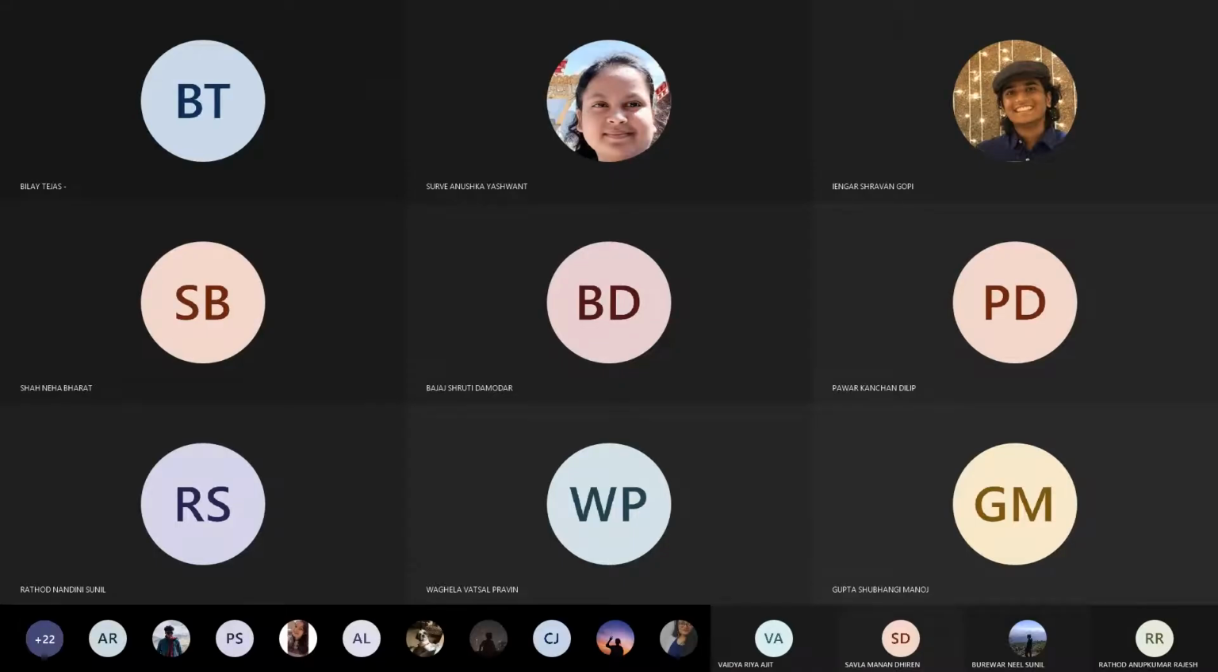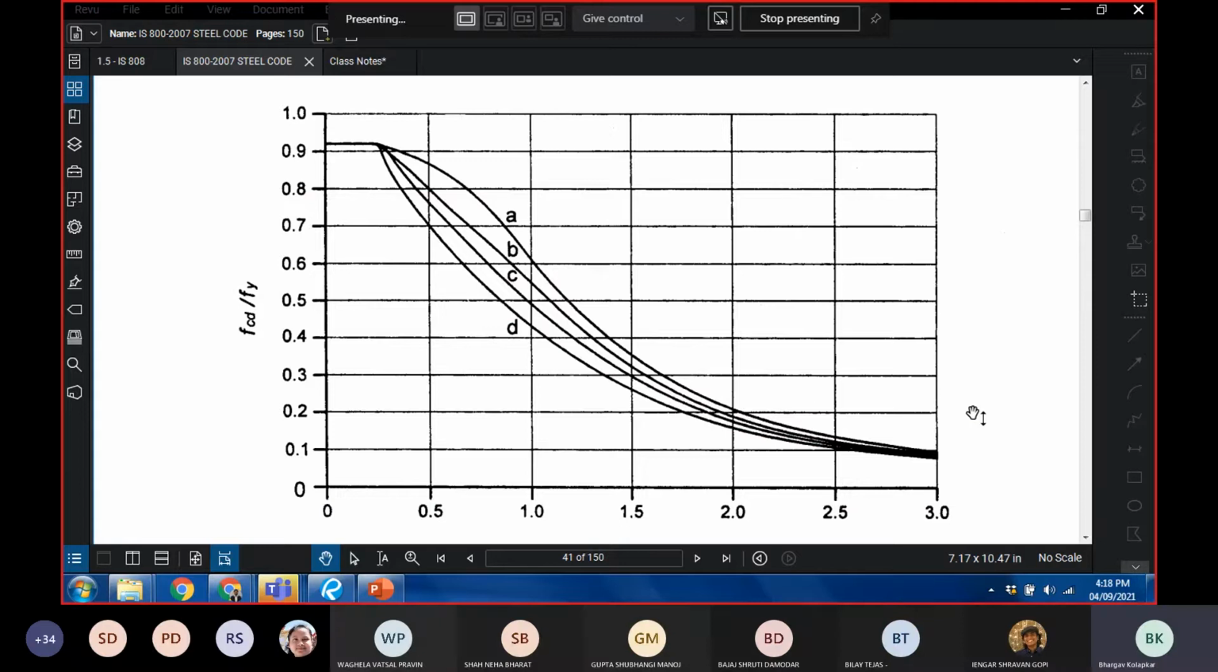So in the Indian code, a modified version of this, which uses 4 curves, has been adopted. And this particular adoption is similar to what is done in the British code. And it is based on an approach named Robertson approach. Now it's okay if we don't remember this name, but what's important is we know why we have 4 curves, and today we are going to learn to use these curves so that we can design the columns that we are going to actually use.